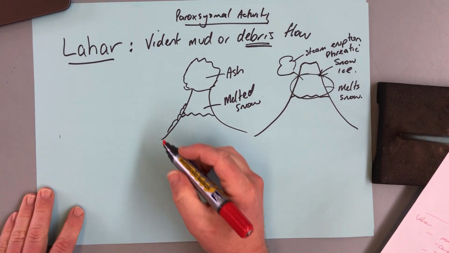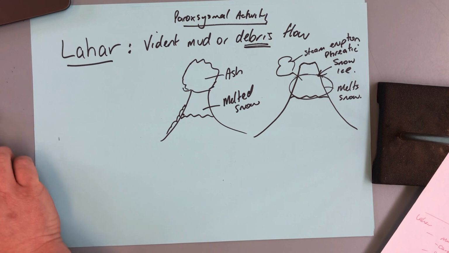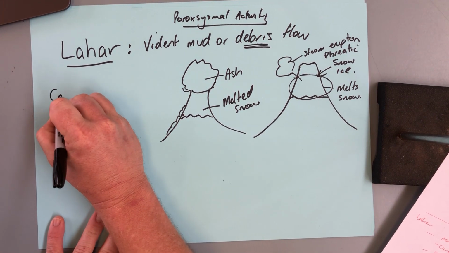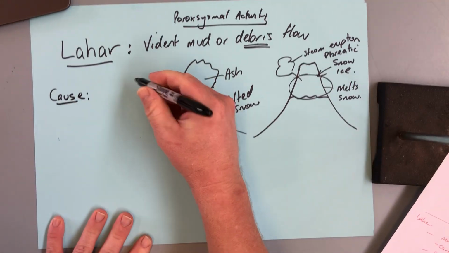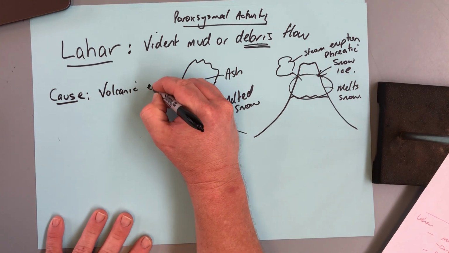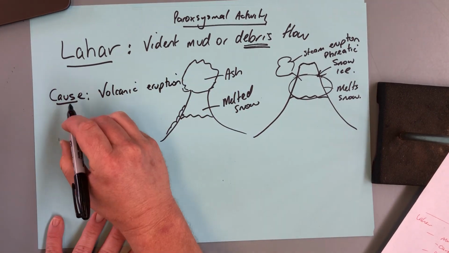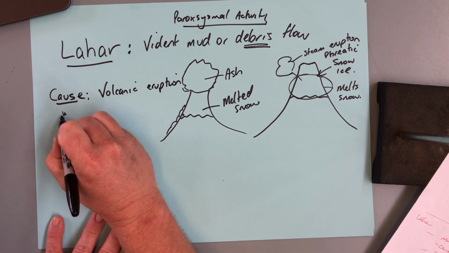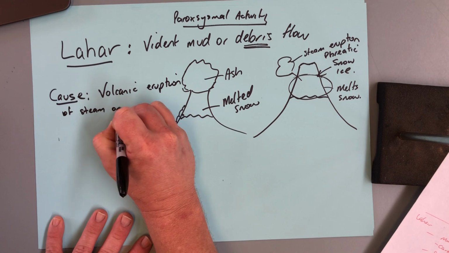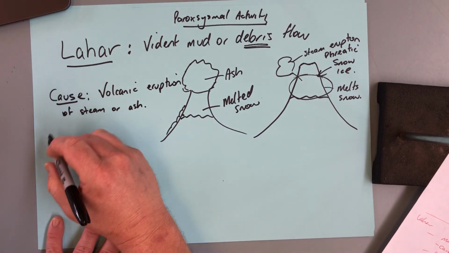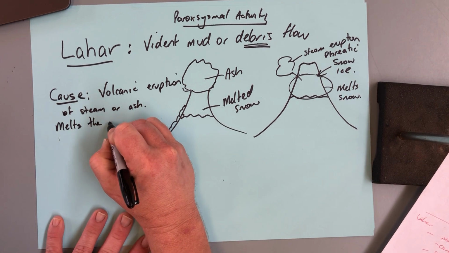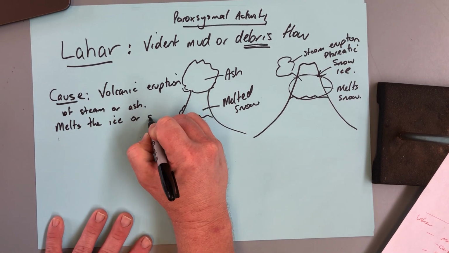So let's look at the cause, and we'll write this down. A lahar is a violent mud and debris flow. Cause: a volcanic eruption of steam or ash melts the ice or snow.